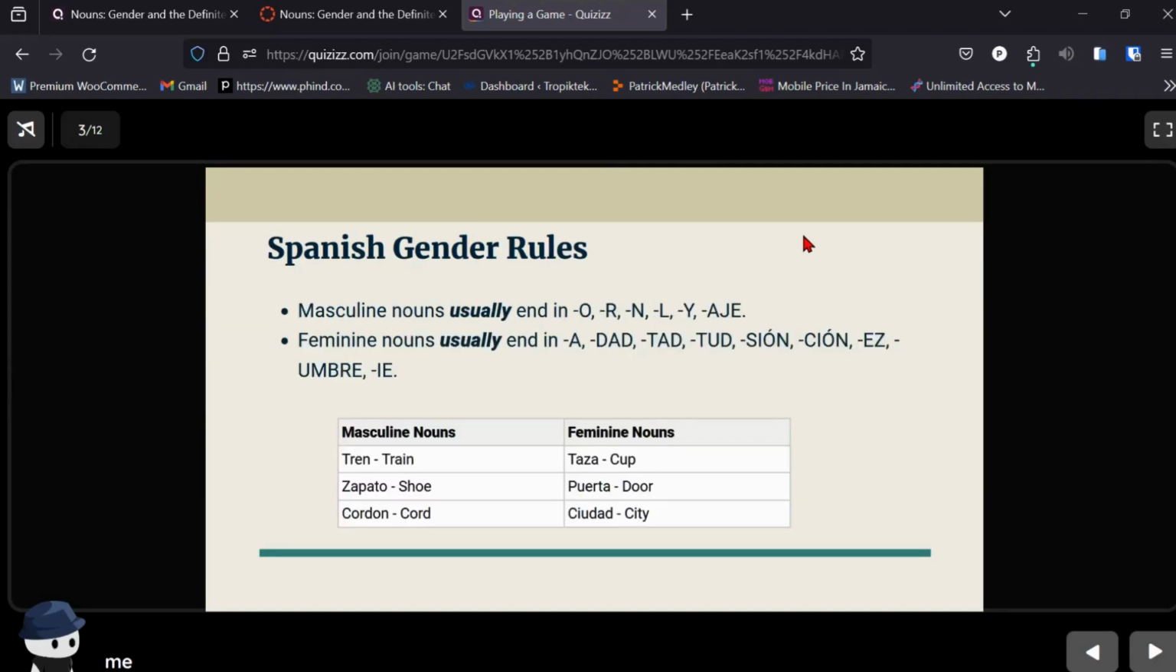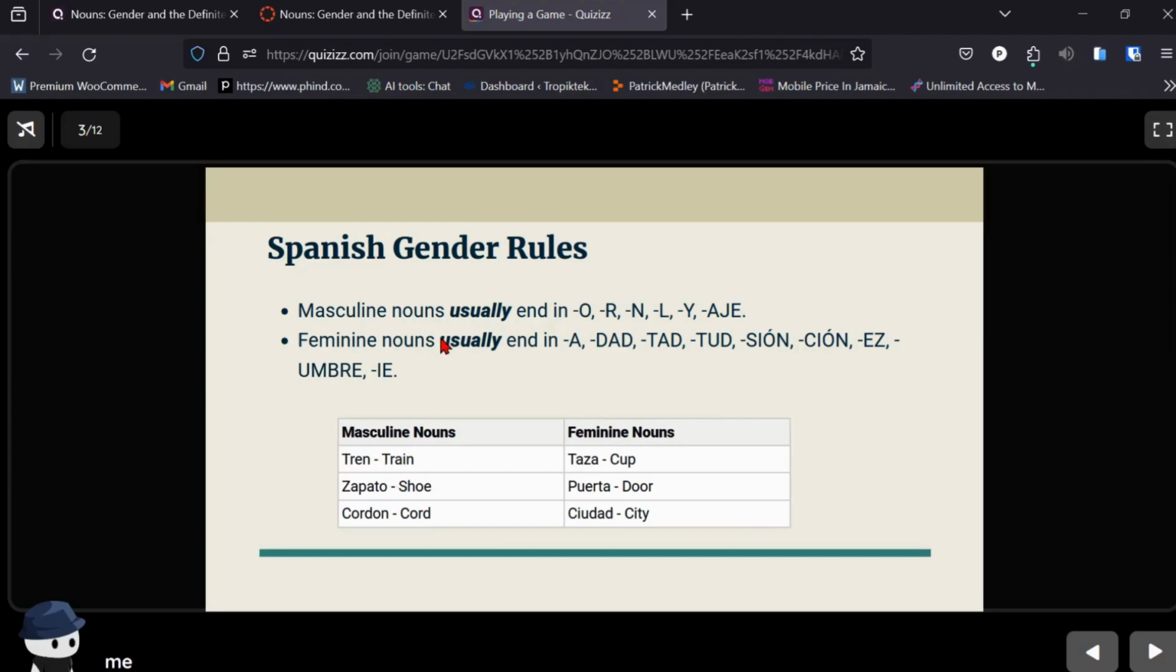Okay, so Spanish gender rules. So these are the rules or just the patterns. They're not perfect, but as you can see, I have highlighted the word usually. So masculine nouns usually end in O, R, N, L, Y, and we have this word ending like aje, AJE. That's for masculine nouns in Spanish. And then we have feminine nouns that usually end in A, DAD, TAD, etc. Right? Here are just a few examples.